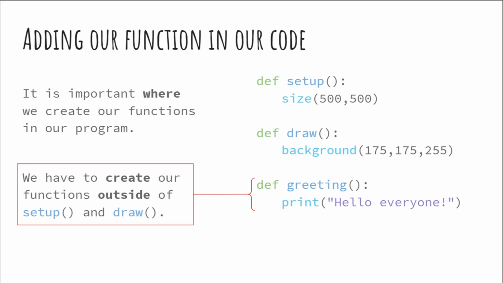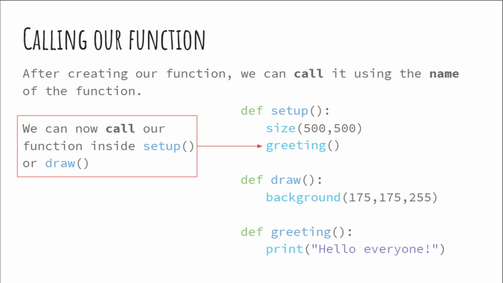So when we want to add our function, it is also important where we do that. So we need to create our functions outside of setup and draw. And so that means that we need to make sure that we go all the way to the left when we define it, the same way as we did for mouse down, right? And in fact, mouse down is a function. So then calling our function will look very, very straightforward. So once we've created it, we can call it anywhere that we can run any other code. So here we've called it in setup. We could have called it in draw, but that would do a lot of printing. So we're just going to call it in setup for the moment.